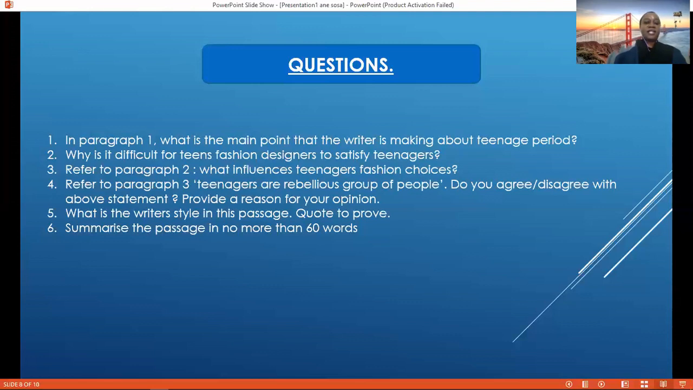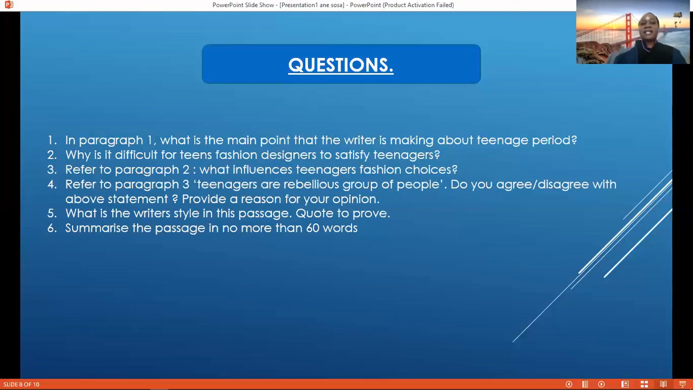That is your opinion question. And of course, not clearly stated there. It's all about your opinion and the reasons you give to support your answer. Then number 5, what is the writer's style in this passage? Quote to prove. That is a question on language. So you must be able to identify the type of language that the writer has used. It's not stated clearly there, but you need to be able to deduce what kind of language has been used, and you need to quote to prove that.